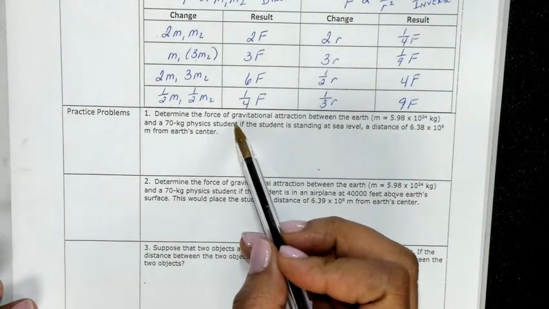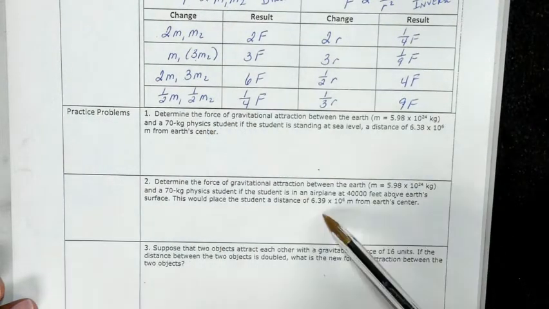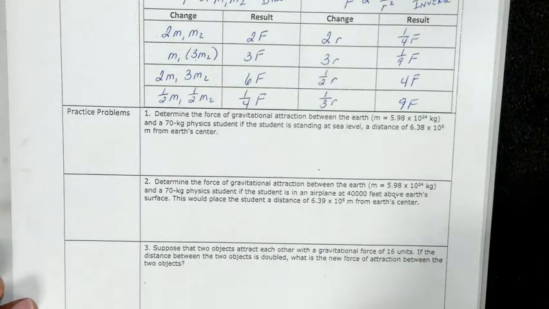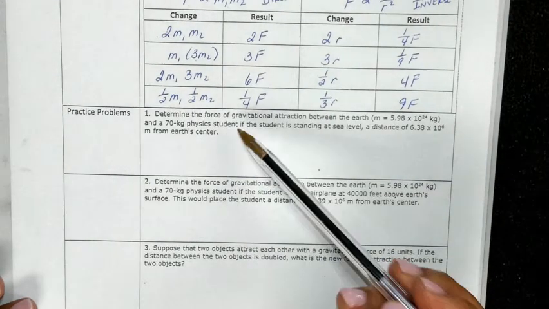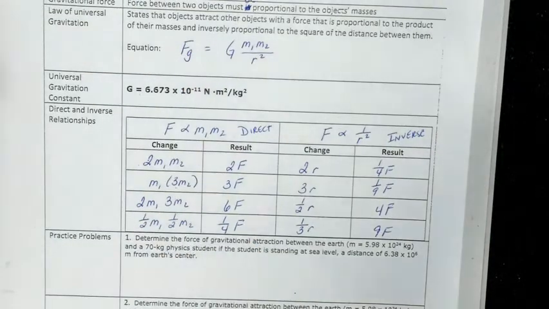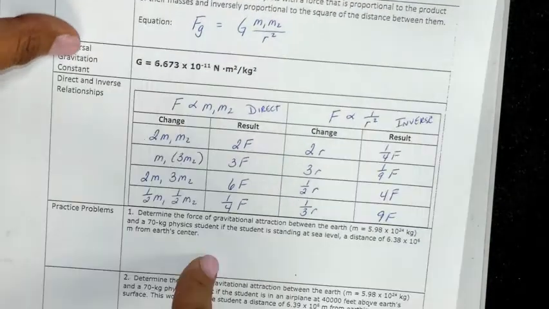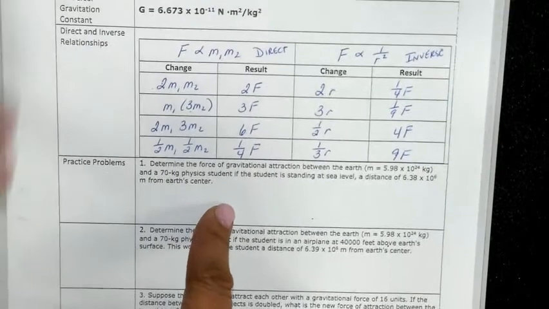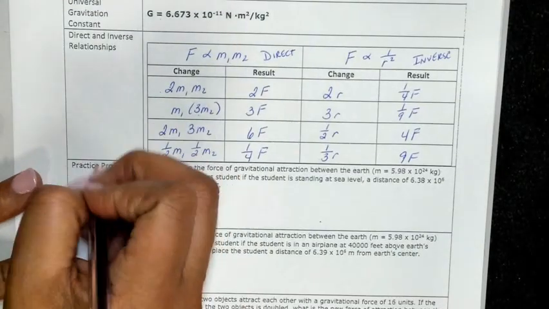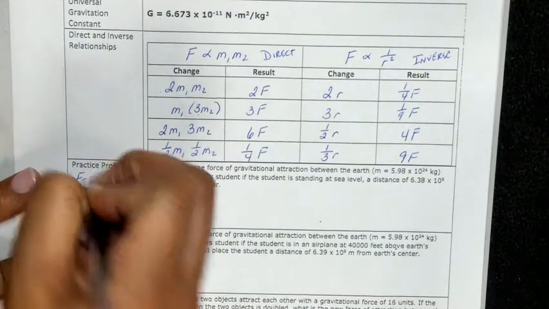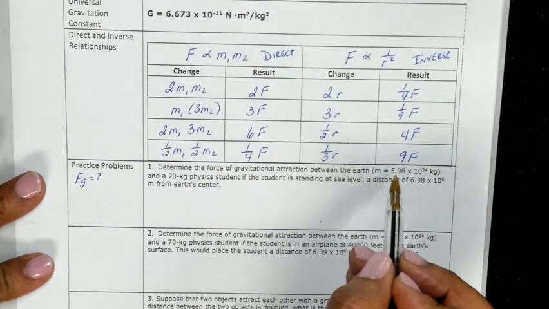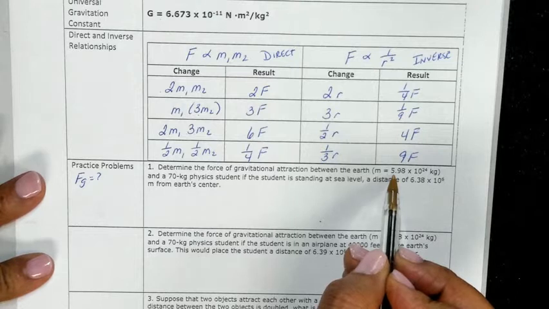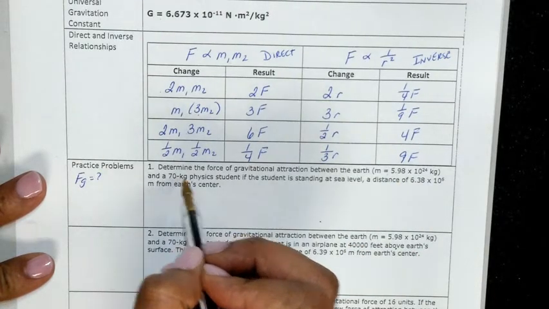Determine the force of gravitational attraction. These two are proportion questions, kind of like what you've been doing, and these are actually just using that equation here. It says determine the force of gravitational attraction between the Earth, which has a mass of 5.98 times 10 to the 24th kilograms, and a 70 kilogram physics student. So we're looking for the force of gravitation, Fg.